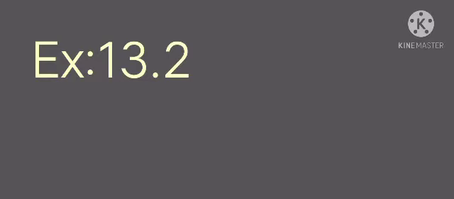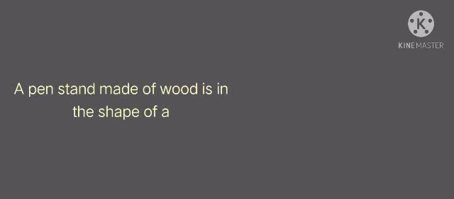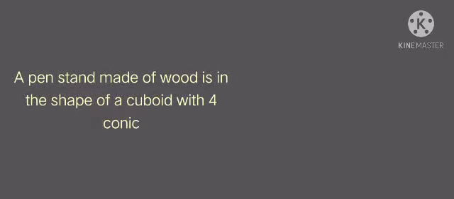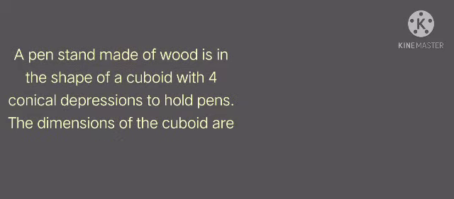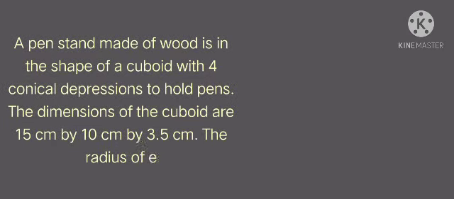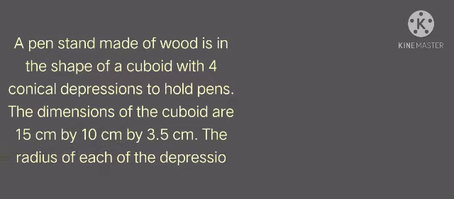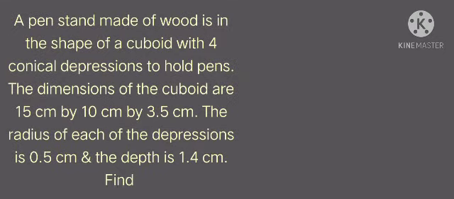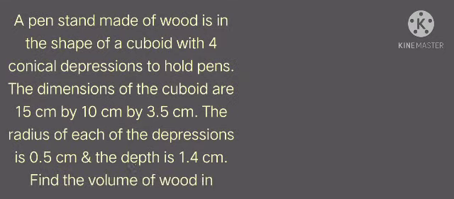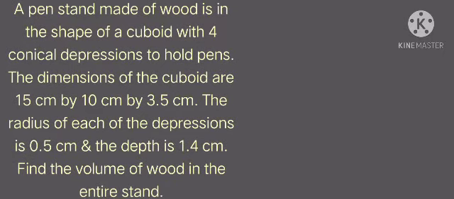Exercise 13.2, question number 4. A pen stand made of wood is in the shape of a cuboid with 4 conical depressions to hold pens. The dimensions of the cuboid are 15 cm by 10 cm by 3.5 cm. The radius of each of the depressions is 0.5 cm and the depth is 1.4 cm. Find the volume of wood in the entire stand. Figure is given in the question.